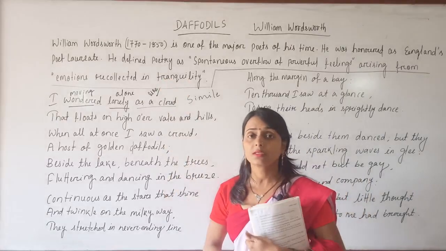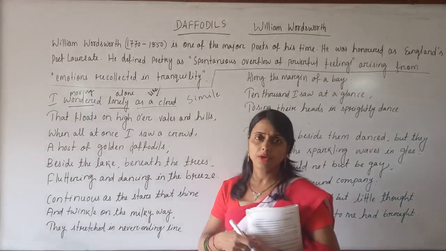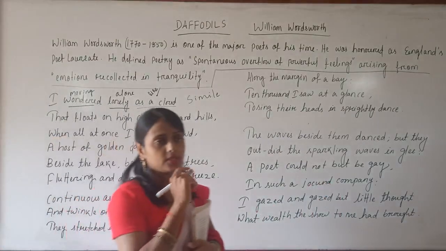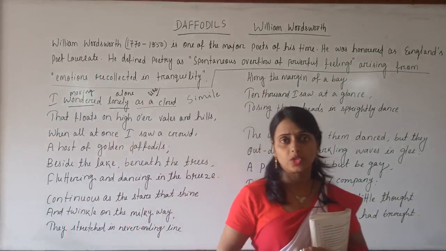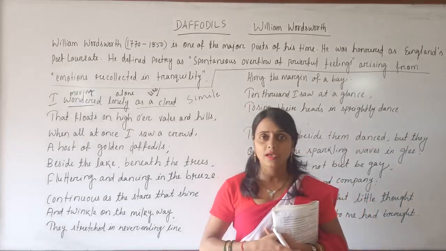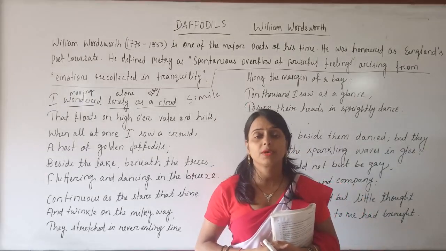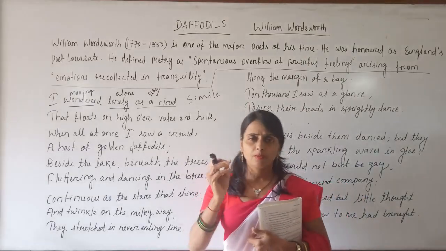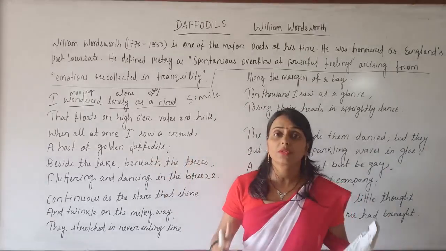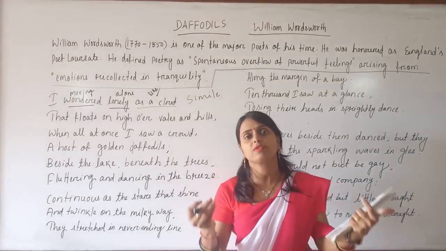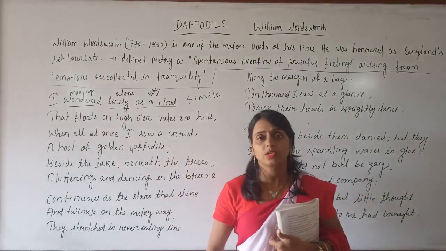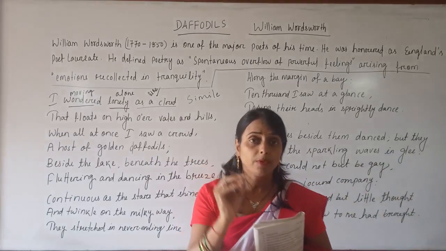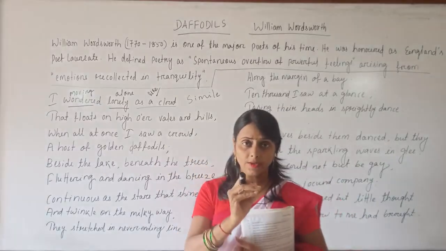Now tell me, what is the reason behind it? Why did the poet compare himself with an inanimate thing like a cloud? Look, what is the special characteristic of a cloud? A cloud moves in the sky aimlessly, without any particular direction, without any particular destination. Likewise, the poet was also moving here and there without any particular aim. He was just moving for the sake of moving. He was not having any other intention. That's why the poet was moving aimlessly.